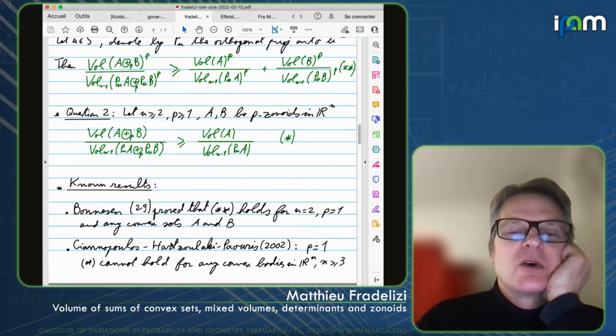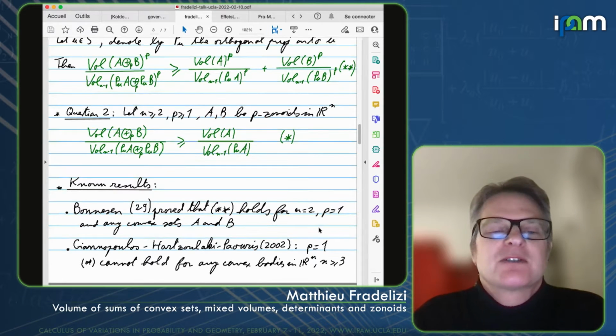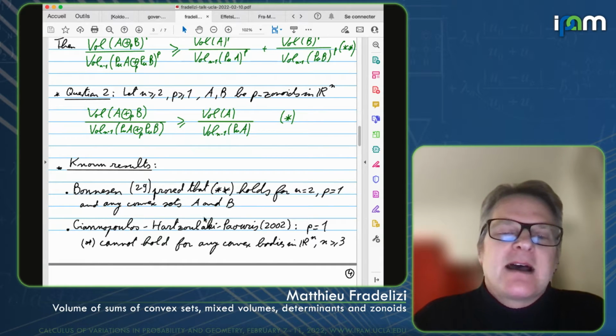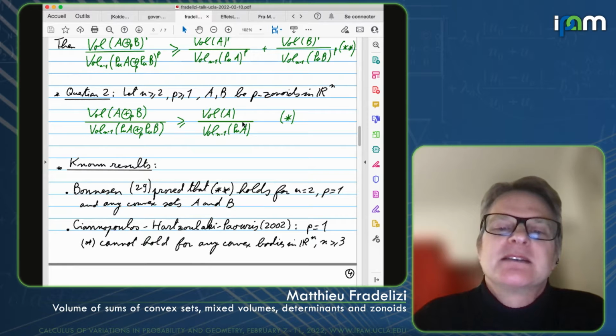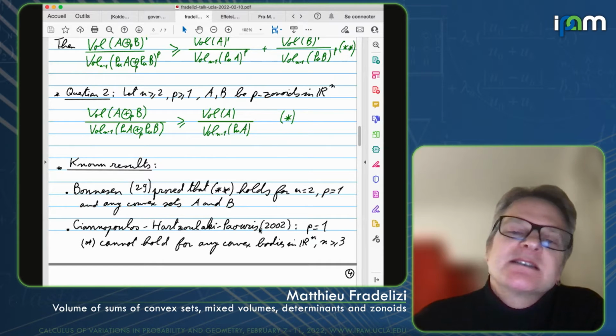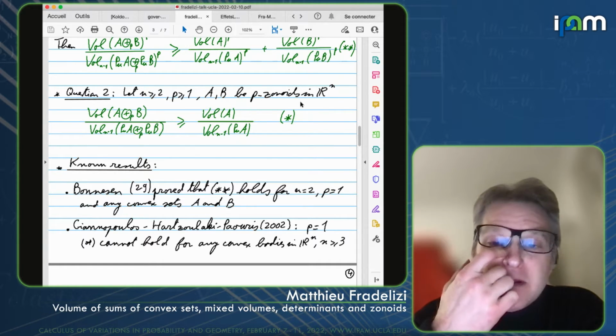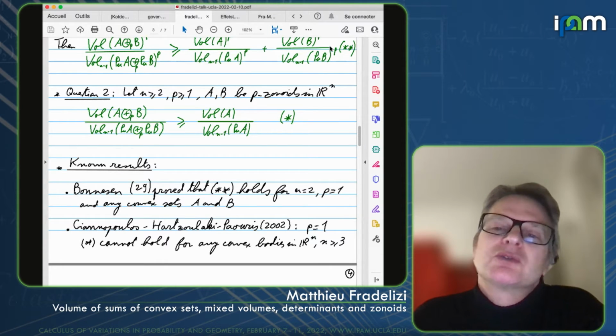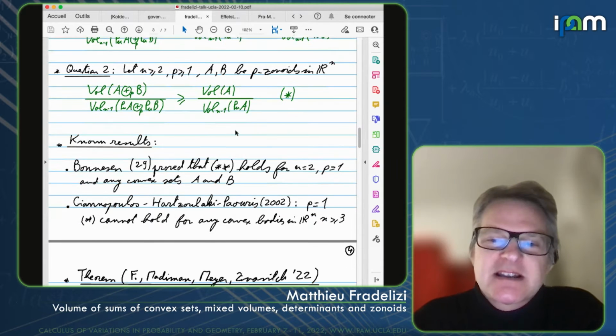For p equals 1, we know something else that was proved by Giannopoulos, Hartzoulaki, and Paris. They proved that star cannot hold for all convex bodies in Rn for n larger than 3. So in dimension 2, star is true for any convex bodies. This explains why I restrict to p-zonoids. In dimension 3 or larger, it's not true, even star, so also 2 star, is not true if you want it for all convex bodies. So this is why we restrict ourselves.